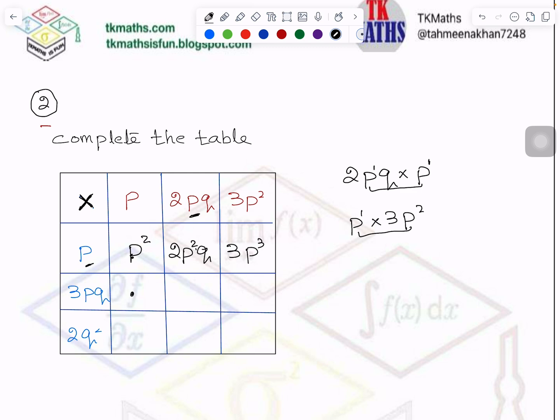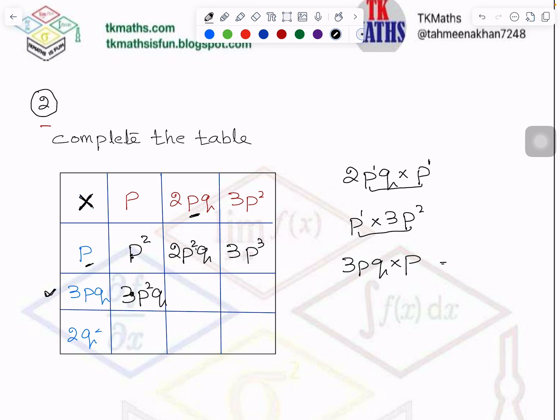Now in this box, this will go one by one. So now 3pq multiplied by p, because I want to write in this box. So on the top it is p and here it is 3pq. So this is what I will multiply. So it will be what? 3p square q.